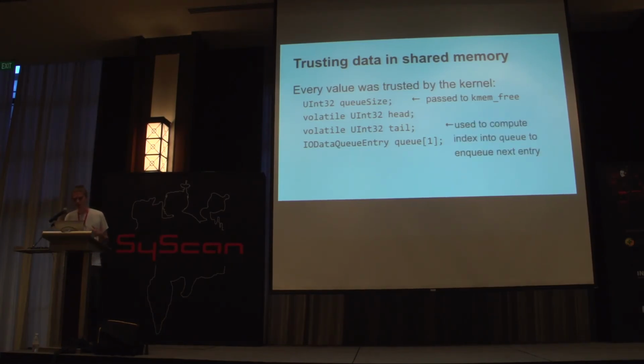Not only that, whilst the enqueuing side in the kernel did have some bounds checking, the 2 values that it used to check the bounds were the queue size and the tail index, i.e. those two values which are both in shared memory. So this is absolutely trivial kernel heap memory corruption.